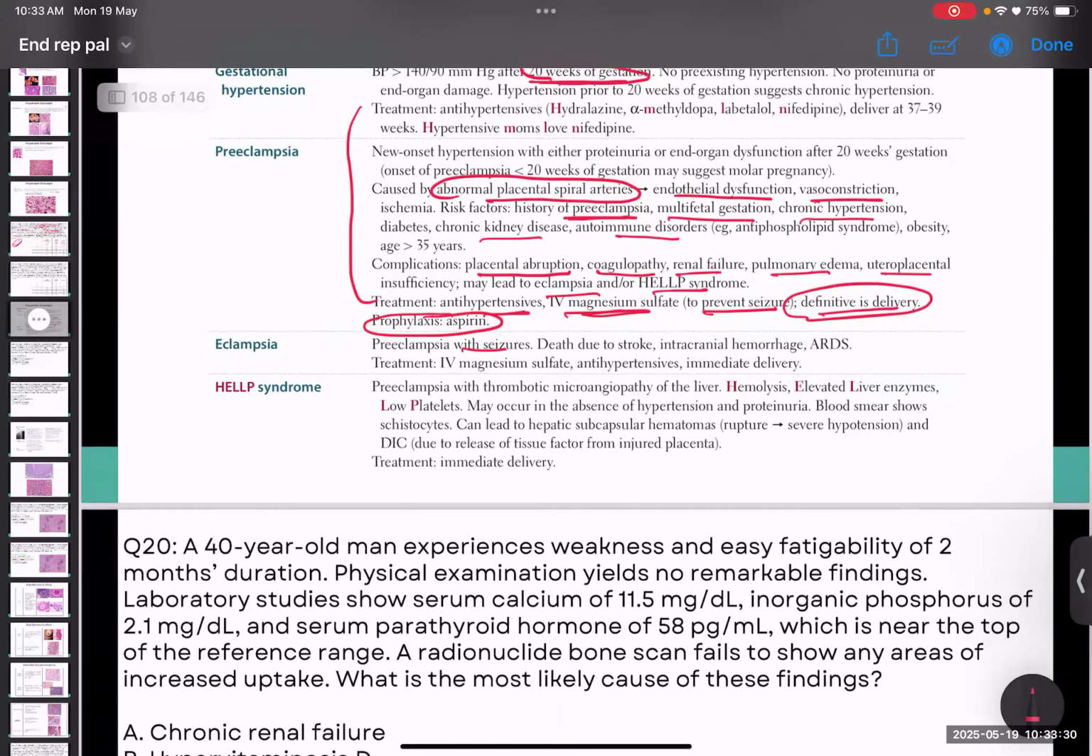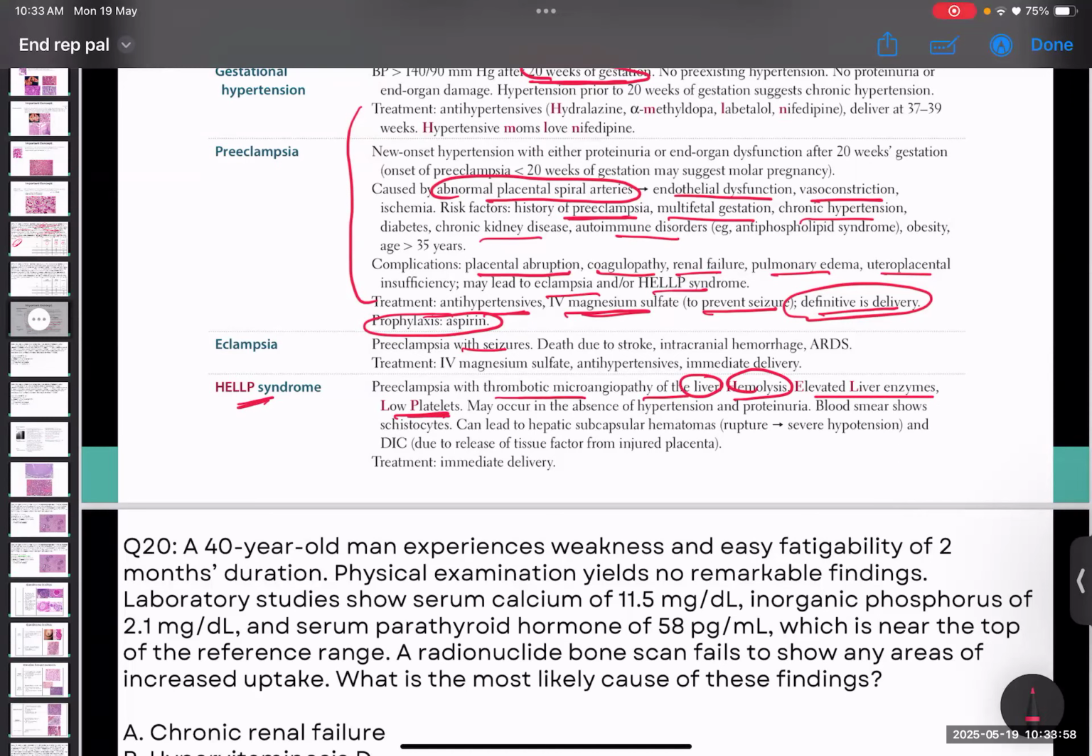And HELLP syndrome, like I said, is preeclampsia with thrombotic microangiopathy of the liver. So there's basically thrombosis within the small vessels of the liver. That's going to cause liver damage, leading to elevated liver enzymes. There's also going to be hemolysis and low platelets. HELLP syndrome doesn't necessarily have to happen in the setting of proteinuria or hypertension. It can happen in the absence of those two as well.